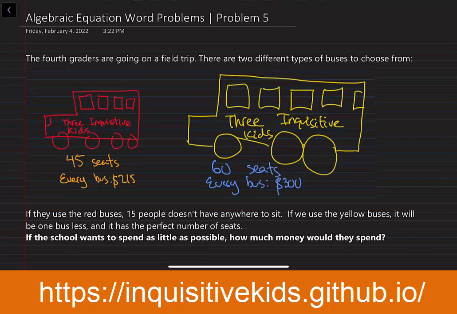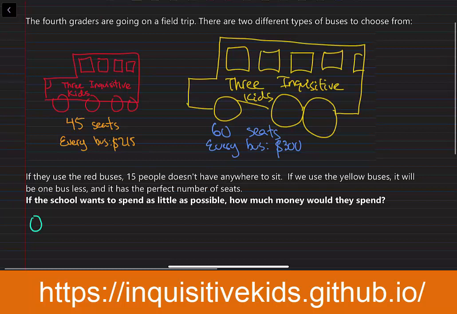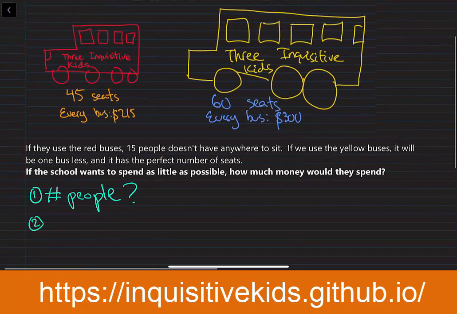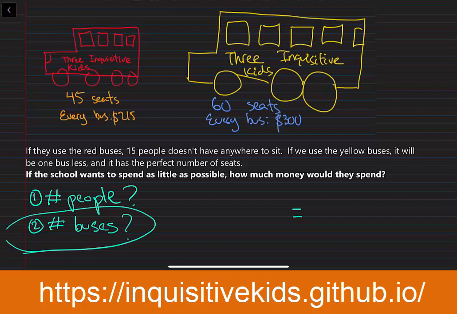So a lot of information is not given to us. We need to know how many people there are in total, and how many buses we should use. So right now we have to write out an equation. Let's say that we use the buses to write down the equation.